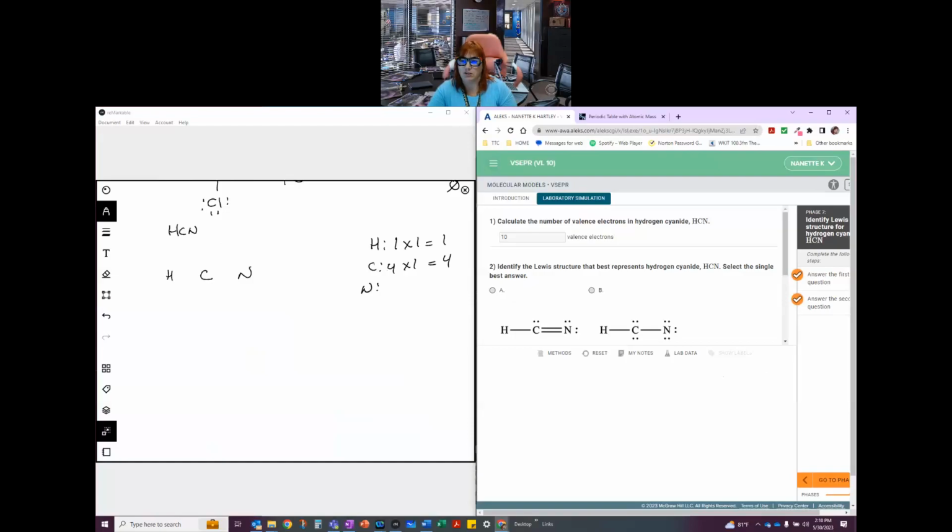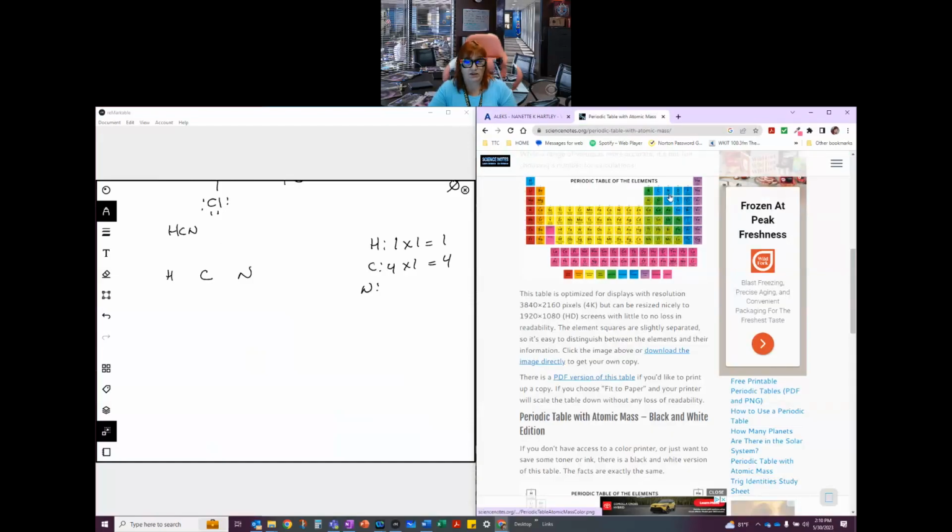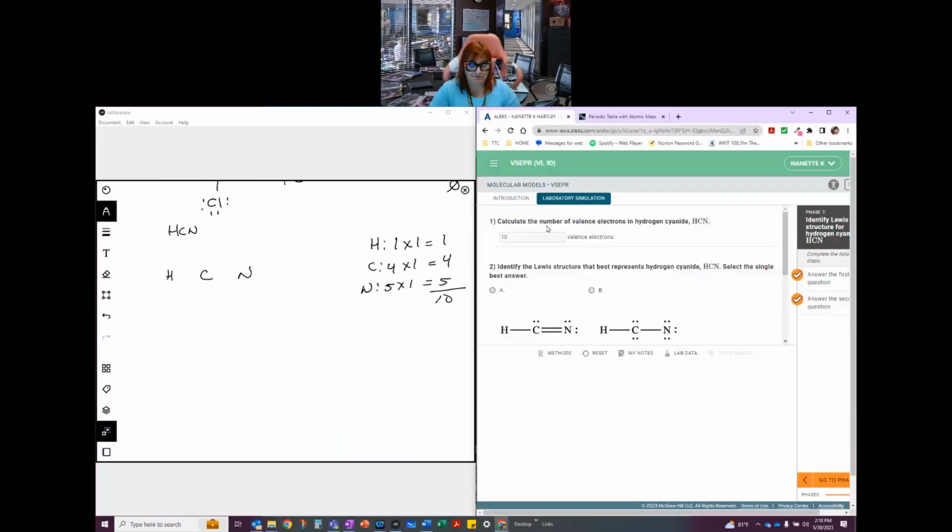And nitrogen, well, where is nitrogen? Let's go find it. Well, nitrogen is actually right next to carbon. So if carbon had 4, nitrogen then has 5. So 3 in the P, 2 in the S. So 5 total. So 5 there, 1, it gives me 5. Total then is 10. Okay. So that's where I get this 10. Now I know that my carbon's in the middle.